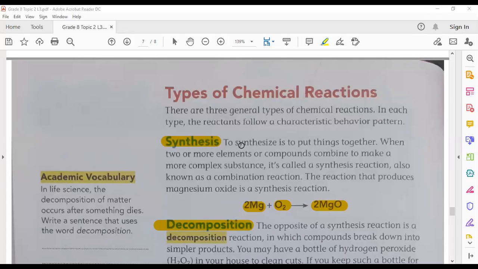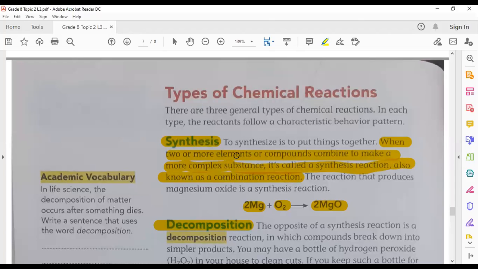Synthesis, to synthesize, is to put things together. When two or more elements, or even two compounds, combine to make a more complex substance, it's called a synthesis reaction. So this is the definition of a synthesis reaction. When two or more elements or compounds combine together to make a complex substance, it's called a synthesis reaction, also known as a combination reaction. So synthesis or combination has the same meaning.